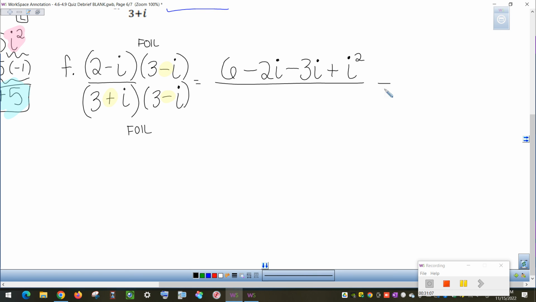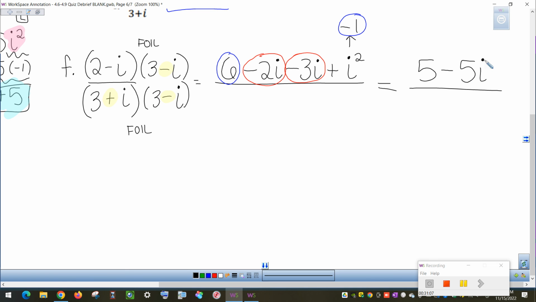Now, if we keep going here on the top, i squared is negative 1. So let's combine like terms. We have a real 6 at the front, and a real negative 1 at the end. 6 minus 1 is 5. Then for the imaginary part, we have negative 2i minus 3i, that's negative 5i. So that's as far as we can go simplifying the numerator.